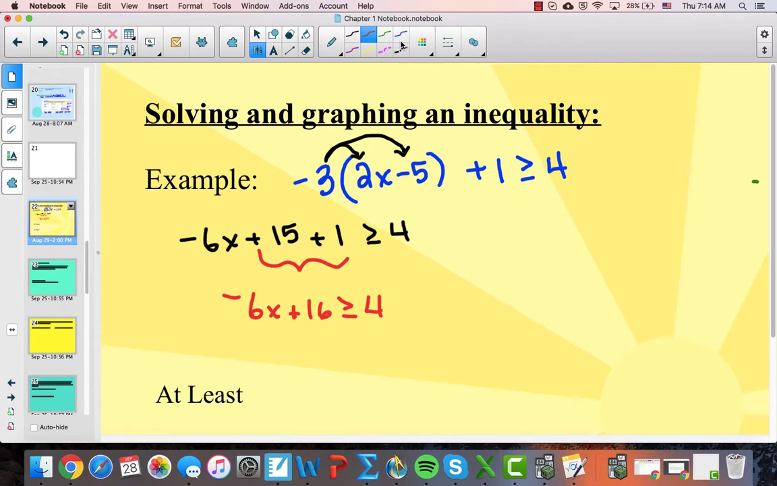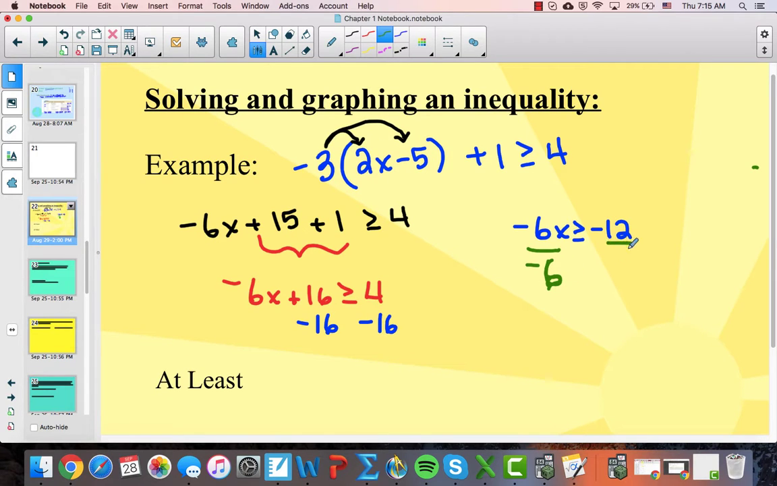Now notice I'm saying this out loud to myself. You should do that too when you're practicing these. All right, so now I'm going to subtract 16, and that's going to give me -6x is greater than or equal to -12. All right, now here's something that you may have to recall from algebra. I'm going to divide both sides by -6, but when I divide an inequality by a negative, I have to change the direction of the sign. When I divide an inequality by a negative, I have to change the direction.